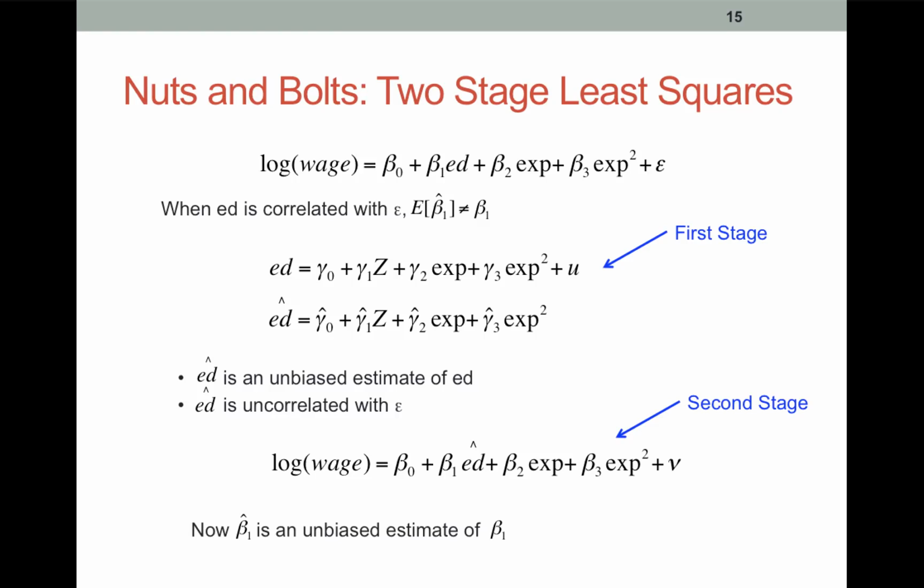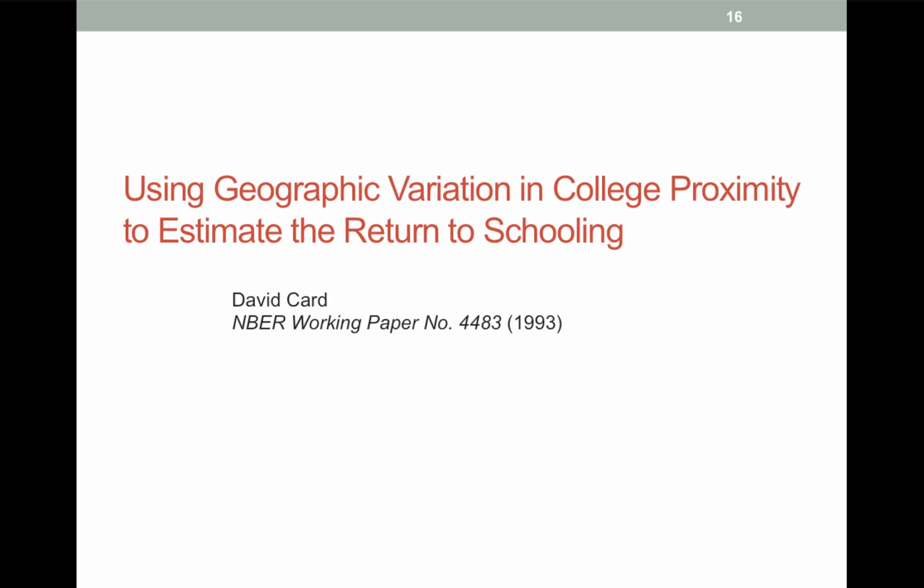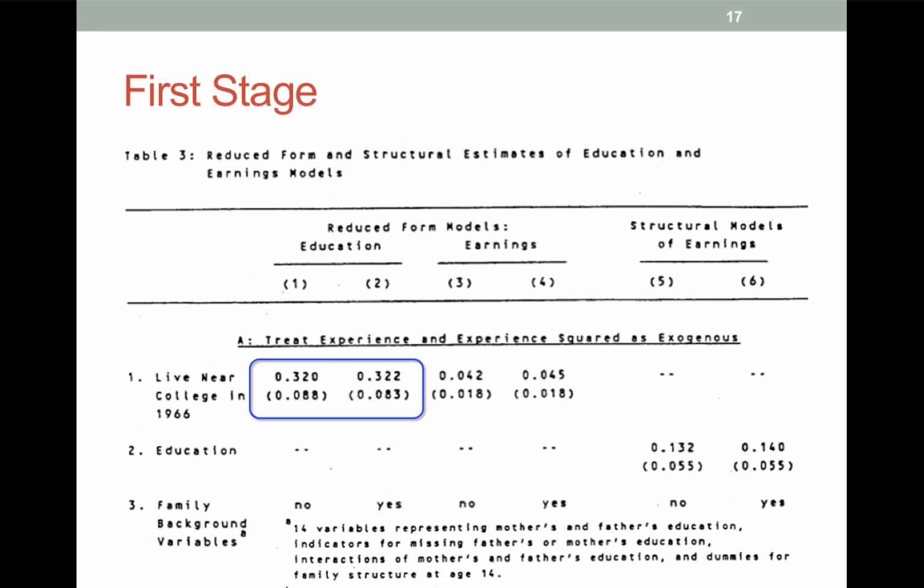Now let's take a look at an example of IV in action. In 1993, David Card wrote a paper called Using Geographic Variation in College Proximity to Estimate the Return to Schooling. He instrumented education using a dummy variable that was equal to 1 if someone grew up in an area that was near a college. Now, in his first stage, he regressed education on this dummy variable, and he found it was a very significant determinant of schooling.